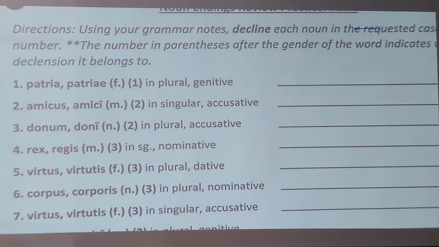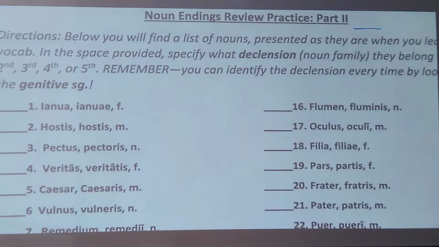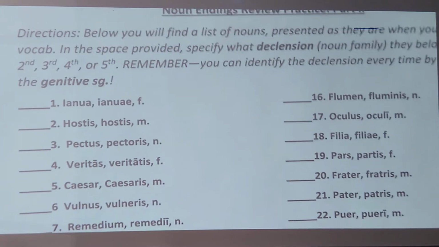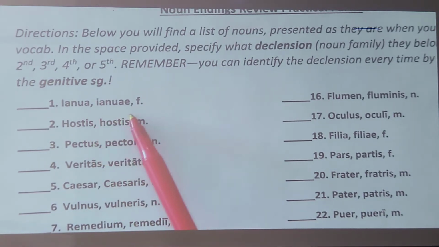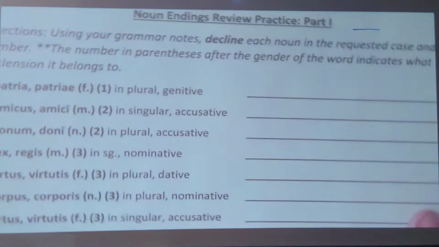And after we do that, we'll flip on to the back, which is part 2, where all you need to do is take a noun, and I'm going to show you the process of identifying what declension the noun is just by looking at the endings, okay? So let's go ahead and get started on the first one.